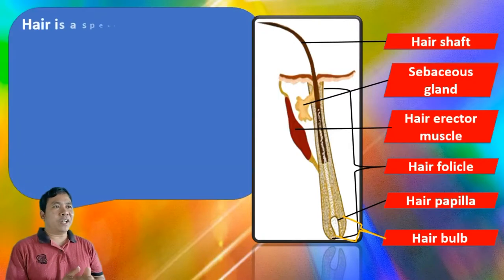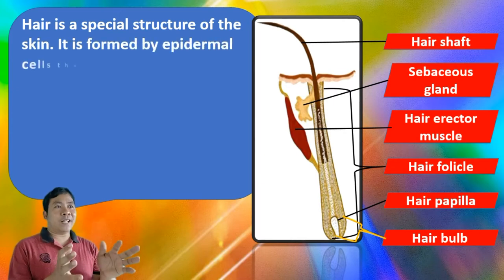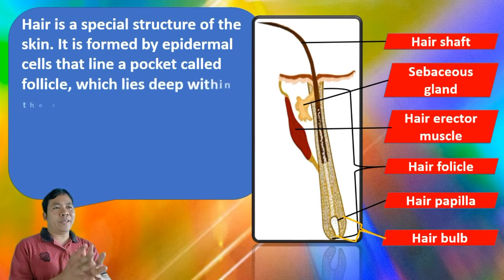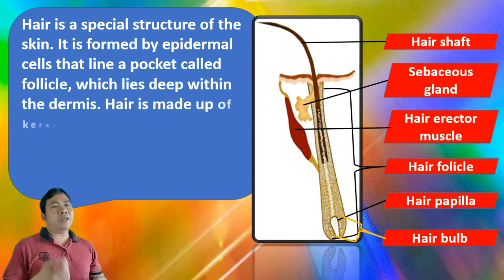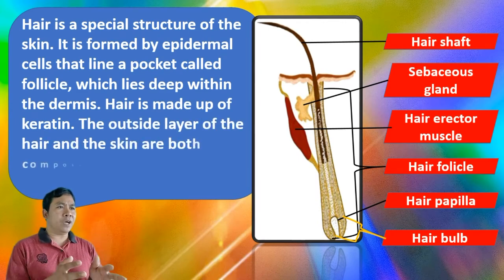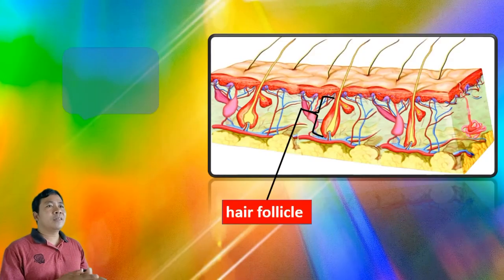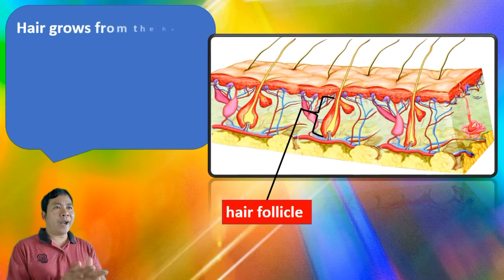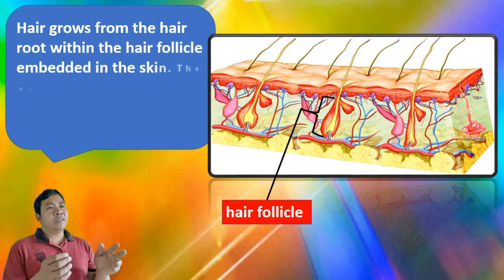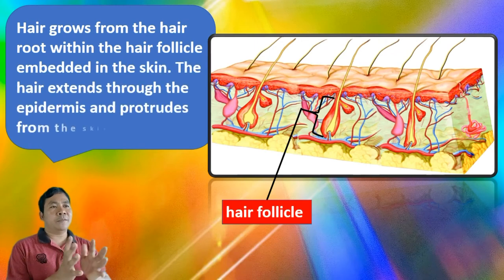Hair. Hair is a special structure of the skin. It is formed by epidermal cells that line a pocket called follicle, which lies deep within the dermis. Hair is made up of keratin. The outside layer of the hair and the skin are both composed of transparent keratin cells. Hair grows from the hair root within the hair follicle embedded in the skin. The hair extends through the epidermis and protrudes from the skin.